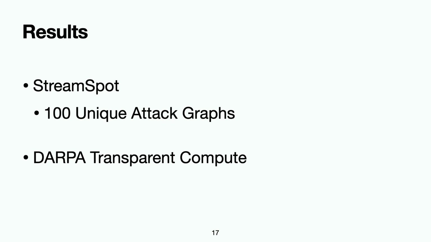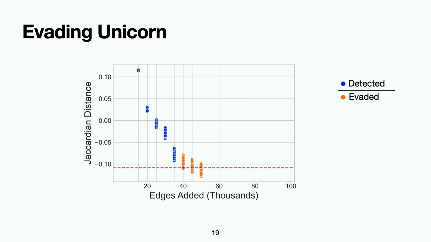So for our paper, we focused on 2 different data sets, StreamSpot and the DARPA Transparent Computing dataset. For this presentation, I'm just going to focus on one of those data sets, which is StreamSpot. This data set contains 100 unique attack graphs. So this shows our results for Unicorn.